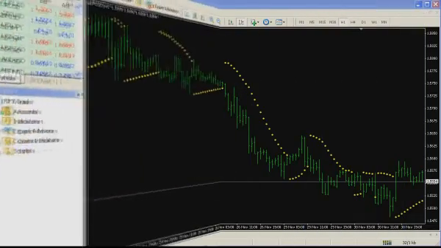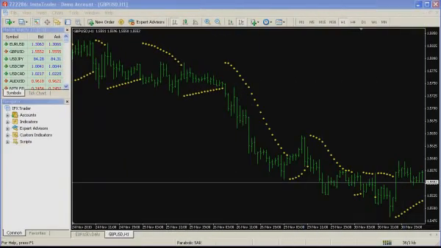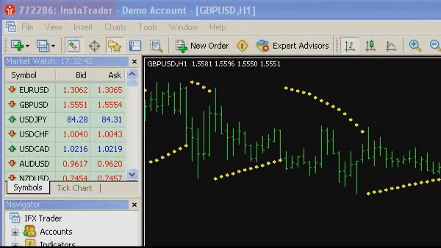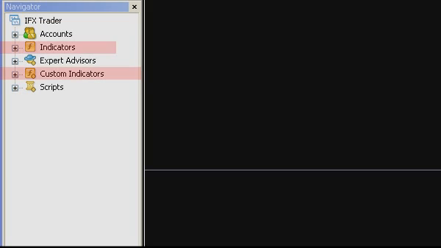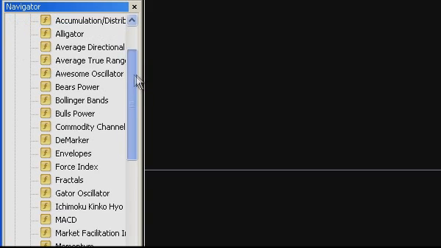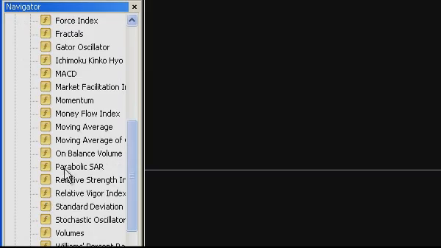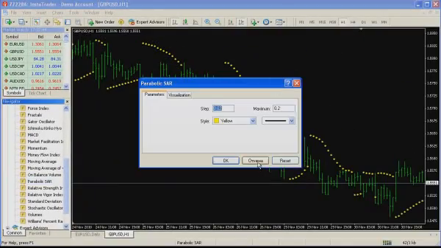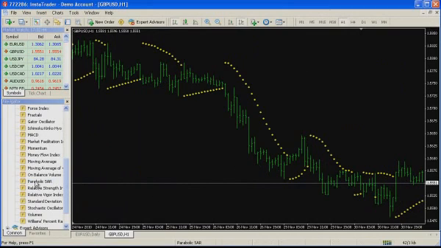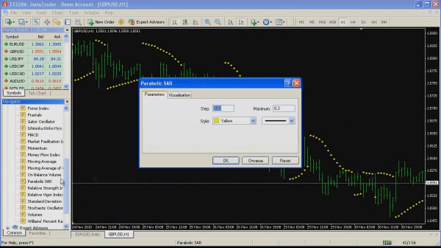Let us plot the Parabolic on the chart. The trading platform InstaTrader supports the great number of indicators and oscillators, including Parabolic SAR Indicator. It is very easy to plot the Parabolic on the chart of the chosen tool in InstaTrader. To do this, you need in the menu of Navigator panel to open the list of indicators, choose Parabolic SAR and move it with the help of the mouse on the chart, or click on it twice using the left button of the mouse.